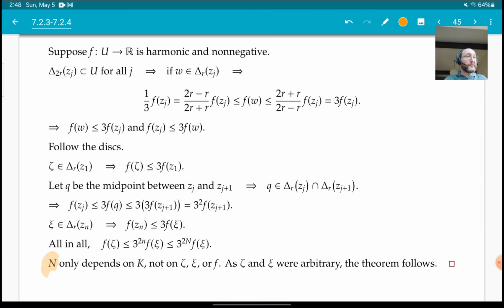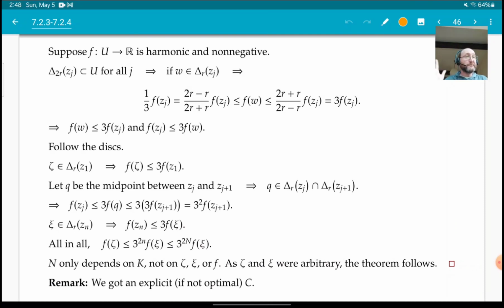So now I can take the supremum and infimum over all zeta and xi, and I get the right result. This would be the constant in the theorem, right? Now, this is nowhere near the optimal one, probably, but it's explicit. I mean, I can figure it out.